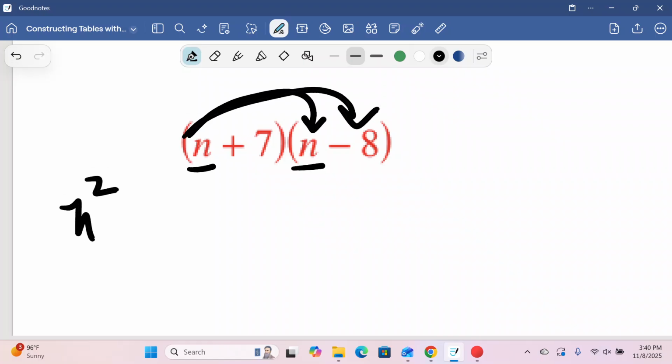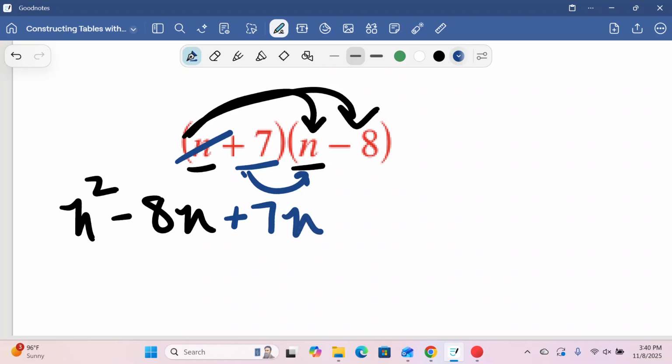Going to distribute n times negative 8. It's going to be negative 8n. I am done with the n, so I'm going to scratch it out. Then I'm going to go ahead and distribute 7 in the n, which gives me a positive 7n. And I'm going to distribute the positive 7 and the negative 8. And I multiply 7 times negative 8, which gives me a negative 56.